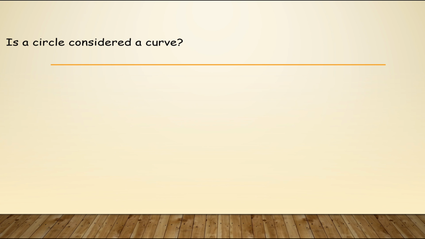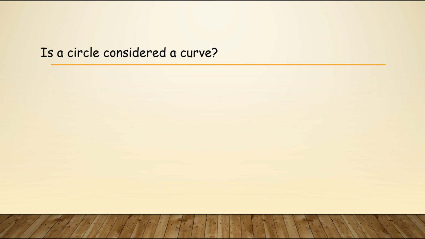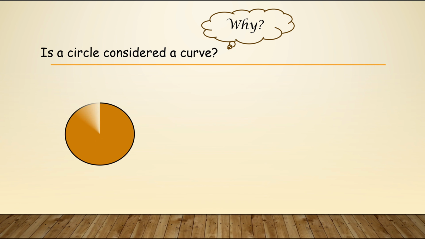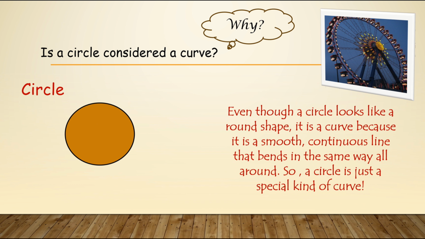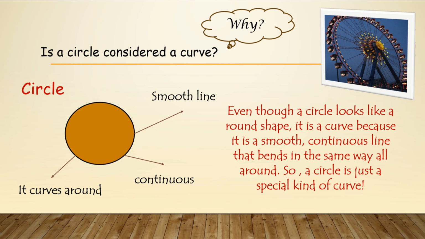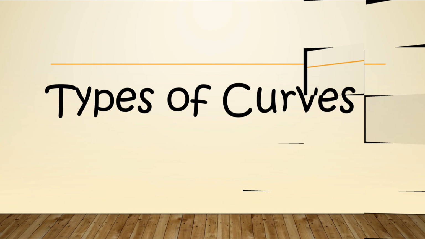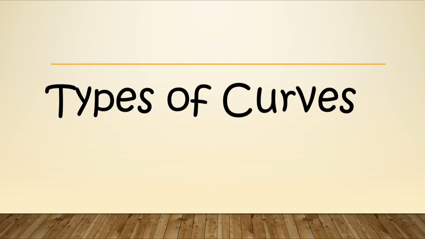Let's continue. Is a circle considered a curve? So, this is the shape of a circle. Even though a circle looks like a round shape, it is a curve because it is a smooth, continuous line that bends in the same way all around. So, a circle is just a special kind of curve. Now, let us continue with types of curves. We have different types of curves. Let us see one by one.